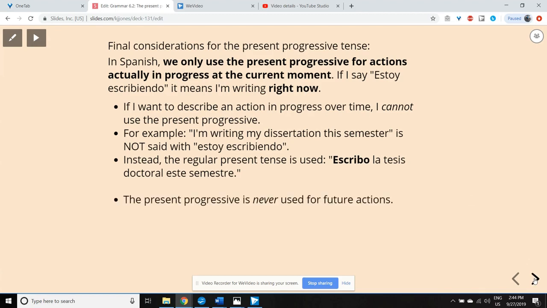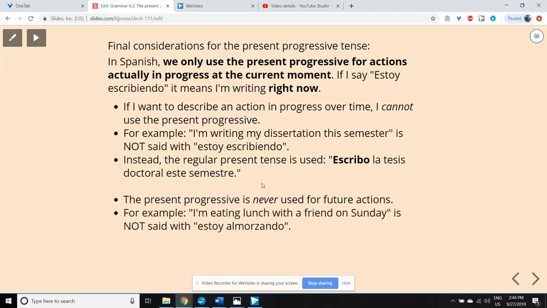The present progressive is also never, ever used for future actions. This is another common thing that sounds like the present progressive when you think in English and is never the present progressive in Spanish. So, for example, if I said, I'm eating lunch, and here you can see the am and the eating, so it looks like the present progressive. There's a to be verb, there's a gerund. But let's read the rest of the sentence. I'm eating lunch with a friend on Sunday.